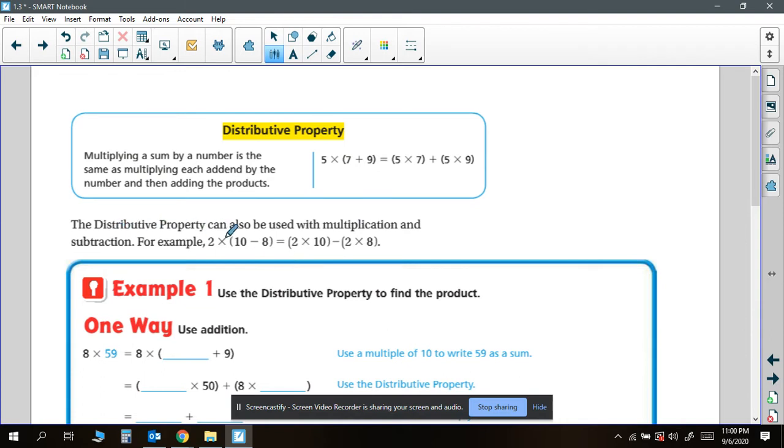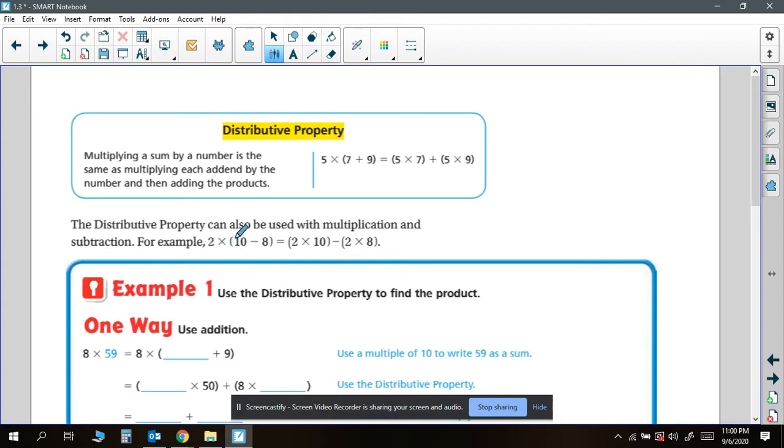The distributive property is also used with multiplication and subtraction. I'll be honest, I think that's a little harder for a lot of kids just because they're not as strong in subtraction. I'm actually better at addition myself, so I find the addition way of splitting numbers is a little easier. But here's an example they gave.